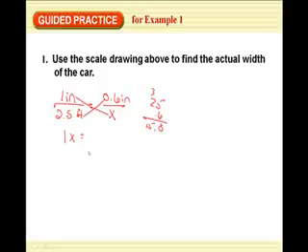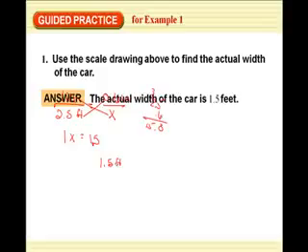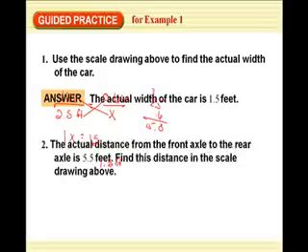And I put in a decimal, 2 decimal places actually. So it'll be 1.5 feet, which makes sense. The width needs to be smaller than the length. The actual distance from the front axle to the rear axle is 5.5 feet.